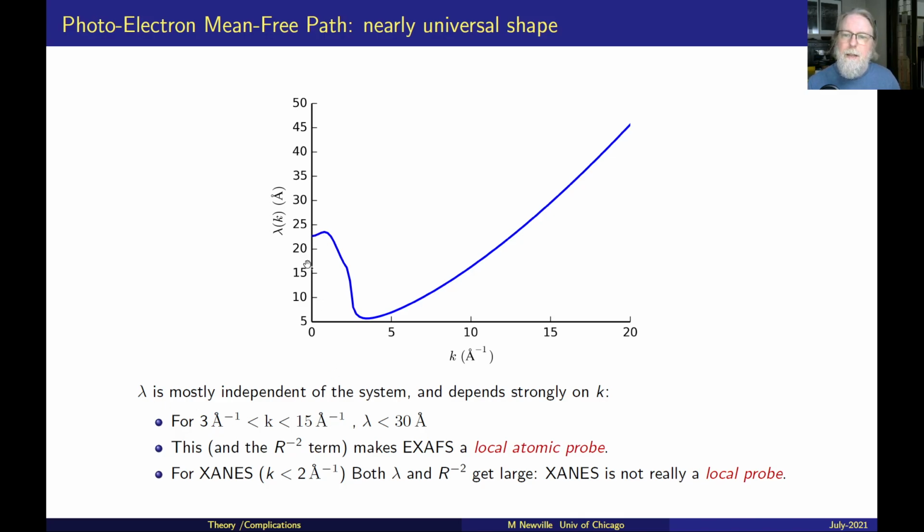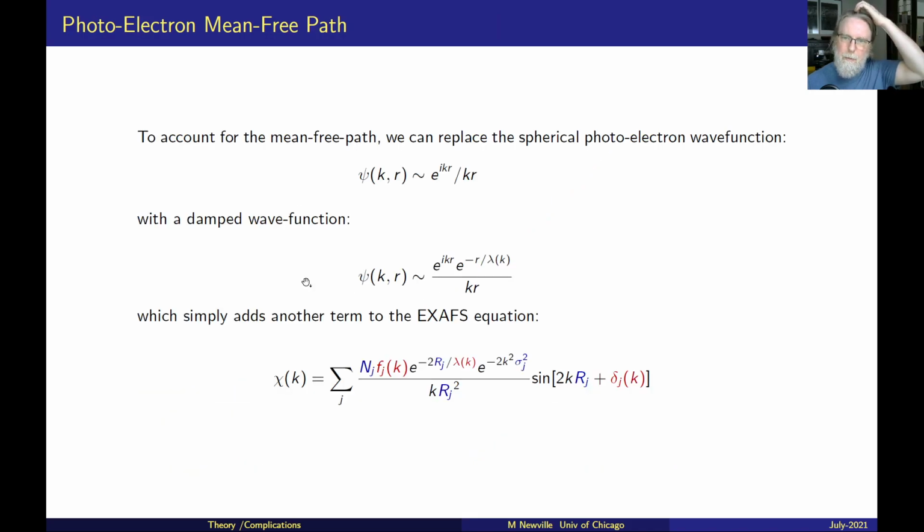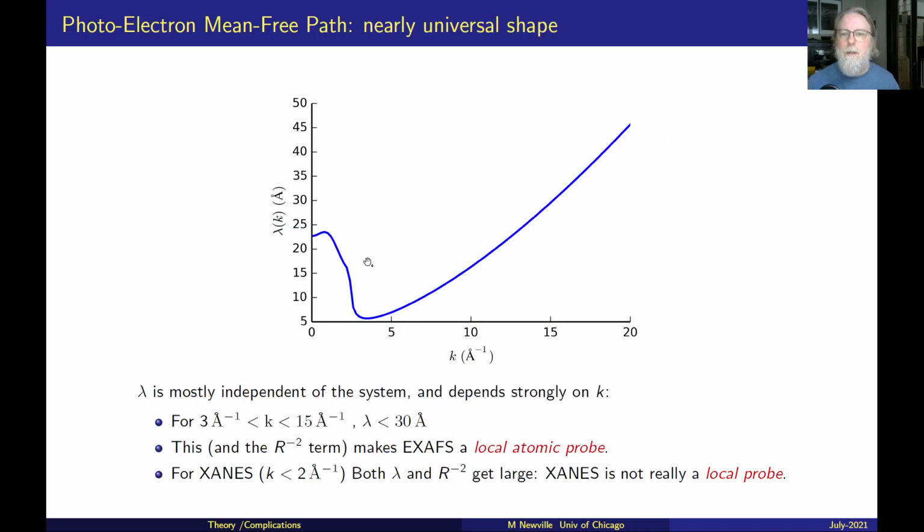Also for XANES, in this plot, it's a little harder to see. Actually, the Pfeff calculations for lambda aren't perfect for very low energies or wave number. But for XANES, say below k of 2 or so, both the lambda and 1 over r squared terms get large again. And so XANES is not really so much a local probe, or at least not as much as extended XAFS. In the XANES, you can really probe or be sensitive to structures that are 20 angstroms away or so.